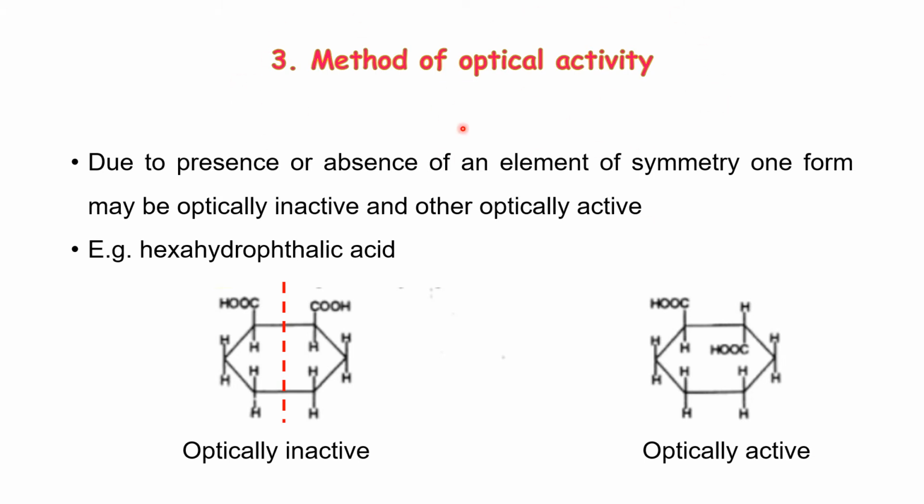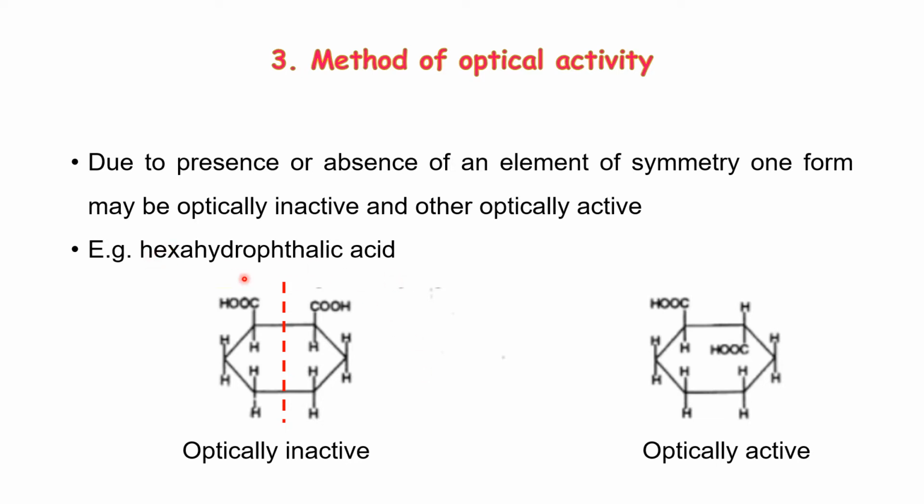In case of the method of optical activity, we take advantage of the presence or absence of elements of symmetry. I would request you to go through elements of symmetry first, which we have discussed in one of the sessions: compounds can have a plane of symmetry, a center of symmetry, and an axis of symmetry. We have simple axes as well as alternating axes. If any compound possesses such elements of symmetry, then it is a symmetric compound and not optically active. But if there is absence of these symmetry elements, then the compound will be optically active.